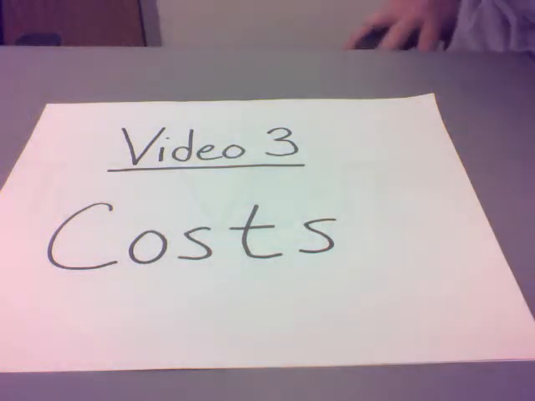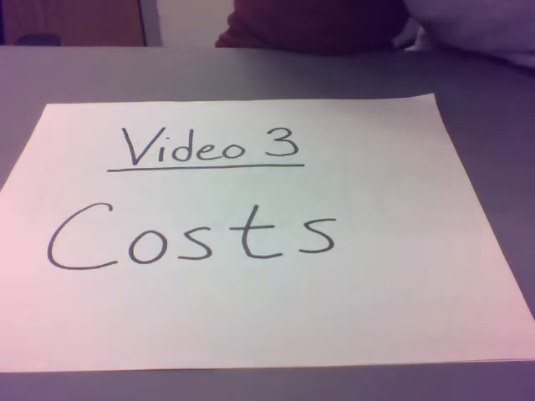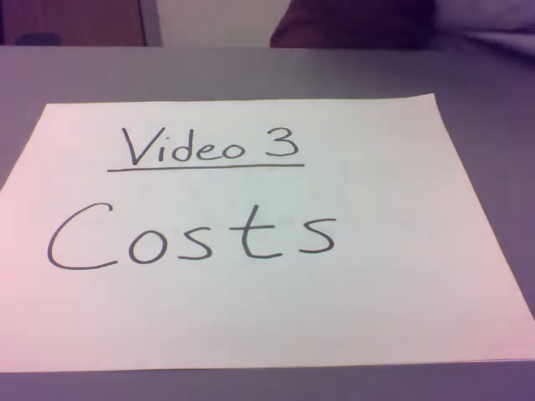Okay, so hello and welcome to the third and final video. In this video, we're going to try and connect our discussion from the previous video, where we talked about a firm's production process and how a firm produces its outputs, to a discussion about a firm's costs and how much it costs that firm to produce those outputs.